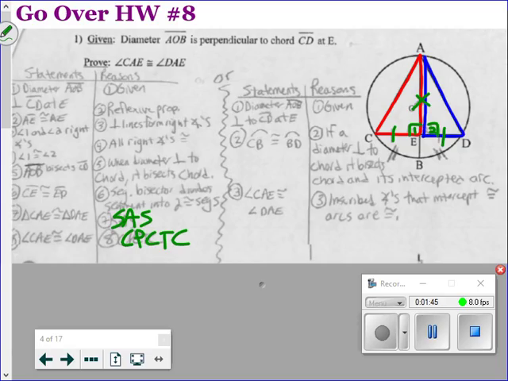The other has to do with talking about arcs. So you can read that. That's less likely to show up. Normally, we're going to see a proof that has triangles are congruent or triangles are similar.